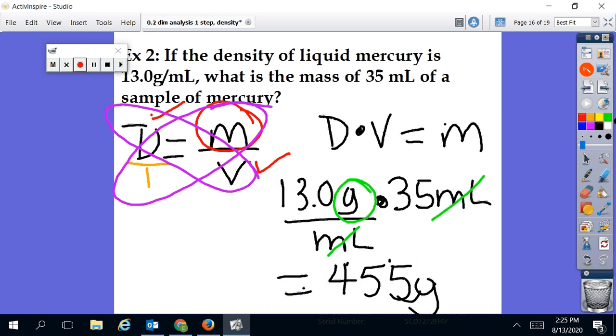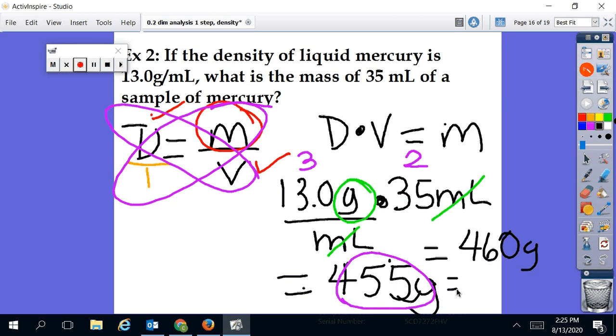Let's look at the sig figs. Okay, we're multiplying, so we're just counting. We have 3 sig figs here because we have a final 0 after the decimal, and we have 2 here. That means we have to make this into 2 sig figs. So we could make it just 460, which has 4 sig figs, or you could make it 4.6 times 10 to the second grams. And again, don't worry too much about the sig figs. Just make sure you understand how to do the formulas right now. We can worry about sig figs in class.